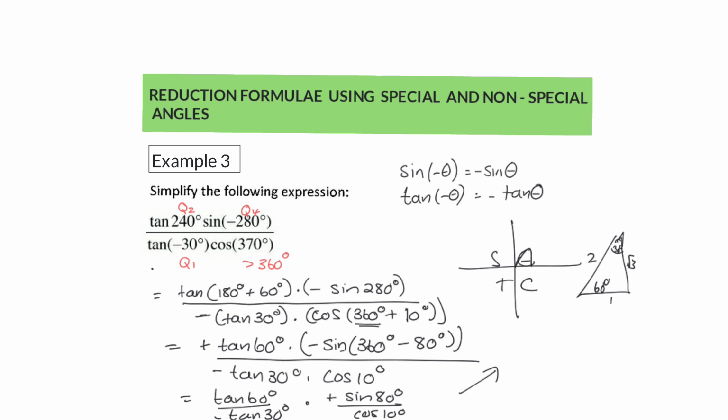So what is tan 60? It's opposite over adjacent. And what is tan 30? It is adjacent over opposite. Okay. Tan 30 is opposite over adjacent.